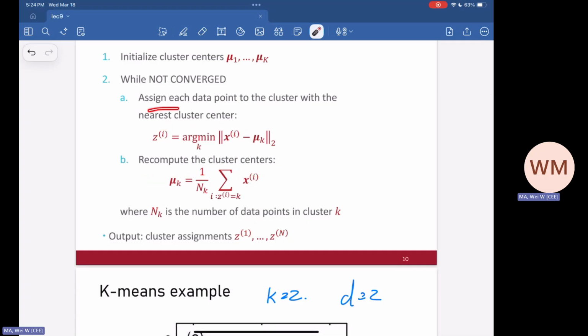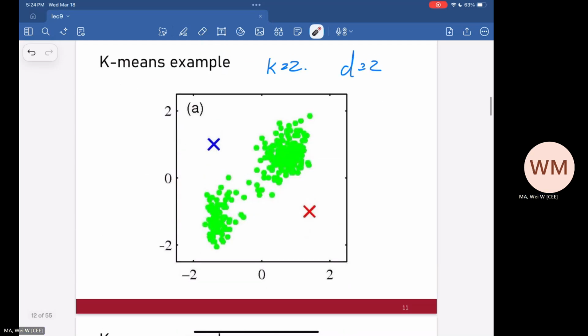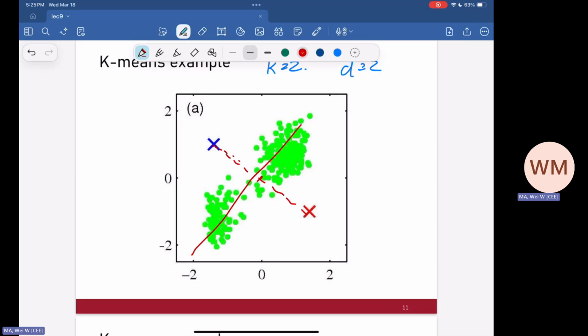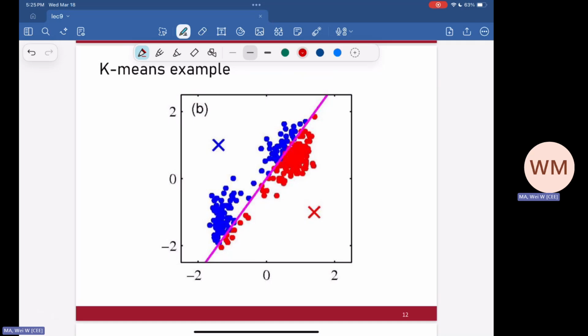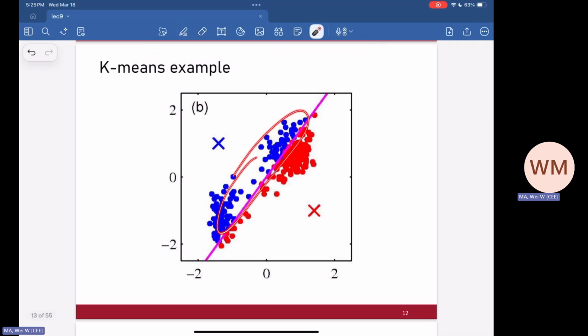The first thing is that you assign each data point to the closest center. How do we do that? For example, for this data point, we can measure the distance to red and the distance to blue. We think this is closer to red. So how can we handle all the data? You connect the two centers, find the middle point, and draw a perpendicular line. All the data on this side should go to red, and all the data on the other side should go to blue. So it gives you this, and then we know these are blue and these are red.